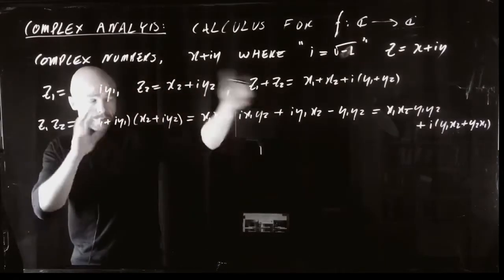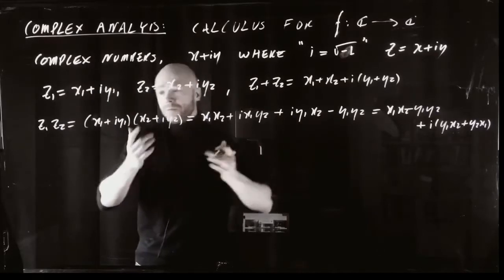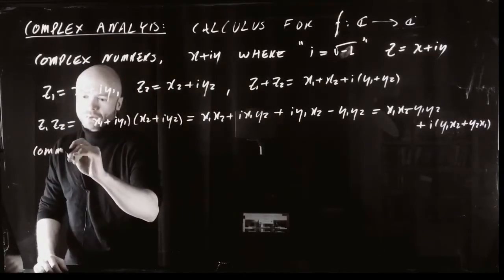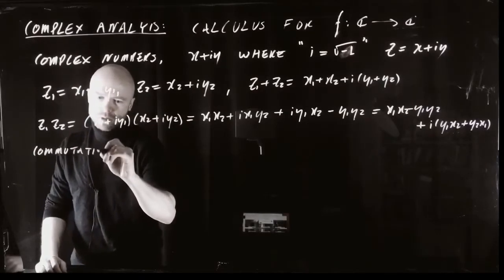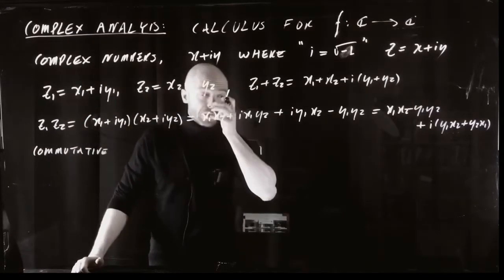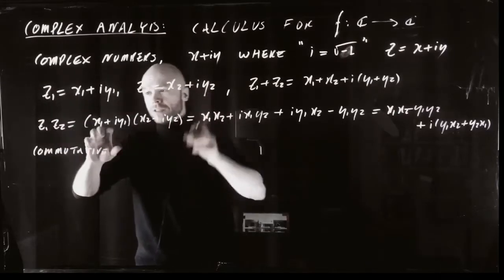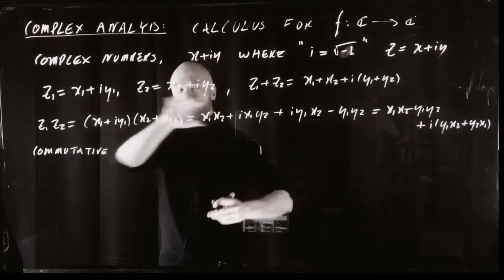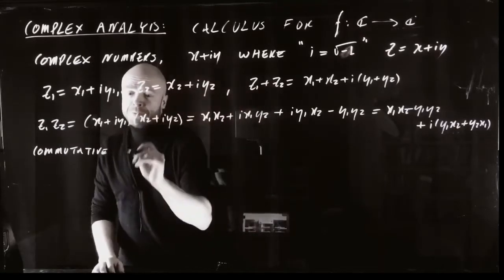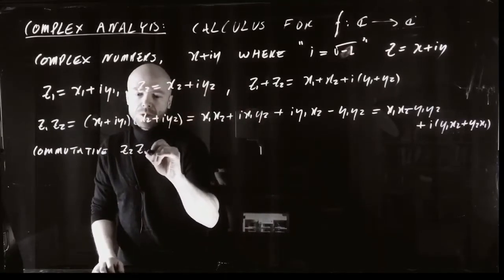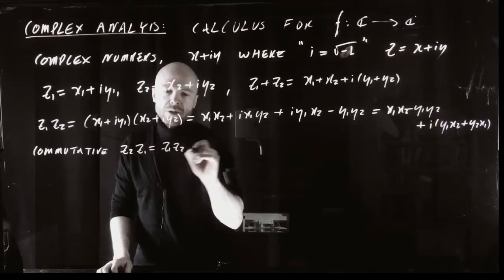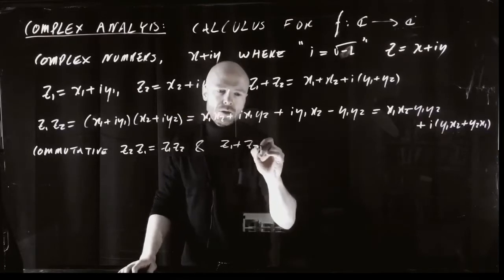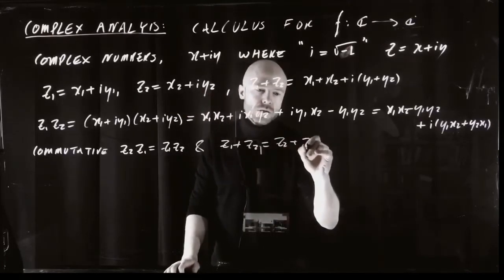So what are the good things about this? Well, this is commutative. So both operations are commutative. You can just check this: the z2 in front of the z1 comes out exactly the same way, and this is kind of obvious. So we have z2 z1 equals z1 z2.